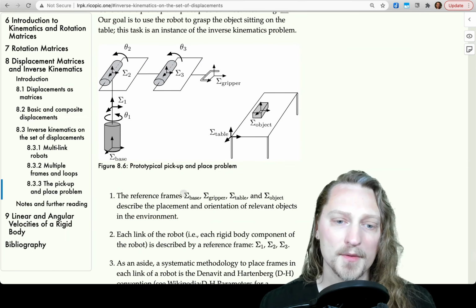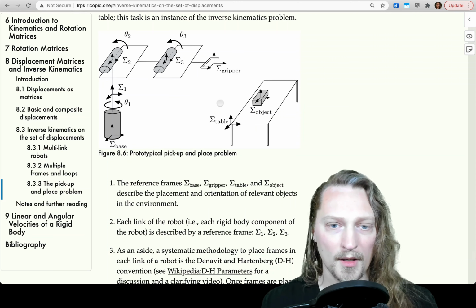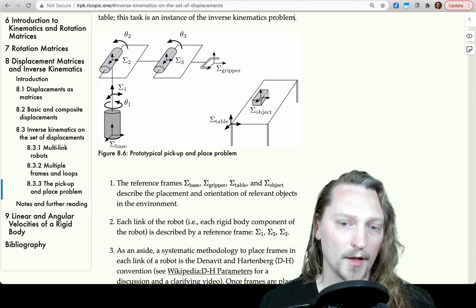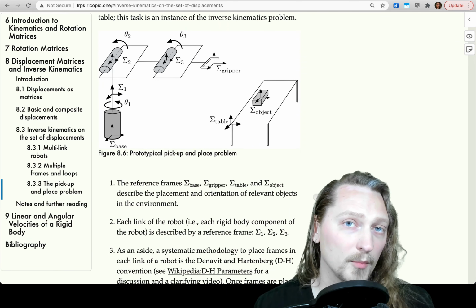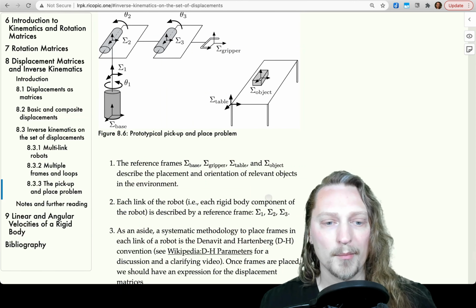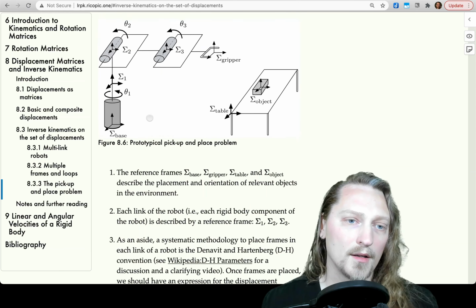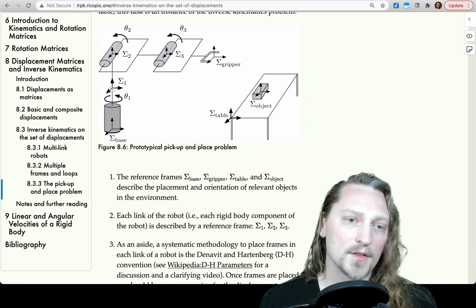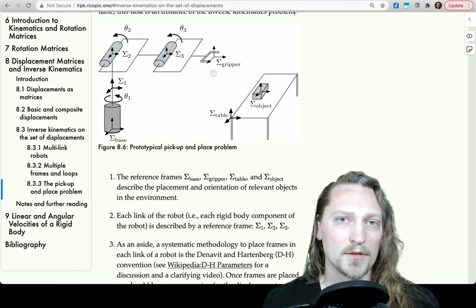1, the reference frames sigma base, sigma gripper, sigma table, and sigma object shown here. So base, gripper, table, and object, those reference frames describe the placement and orientation of relevant objects in the environment. Each link of the robot, i.e. each rigid body component of the robot, is described by a reference frame, sigma 1, sigma 2, sigma 3. So we see sigma 1, the first link, sigma 2, second link, sigma 3, third link. So those are our reference frames.